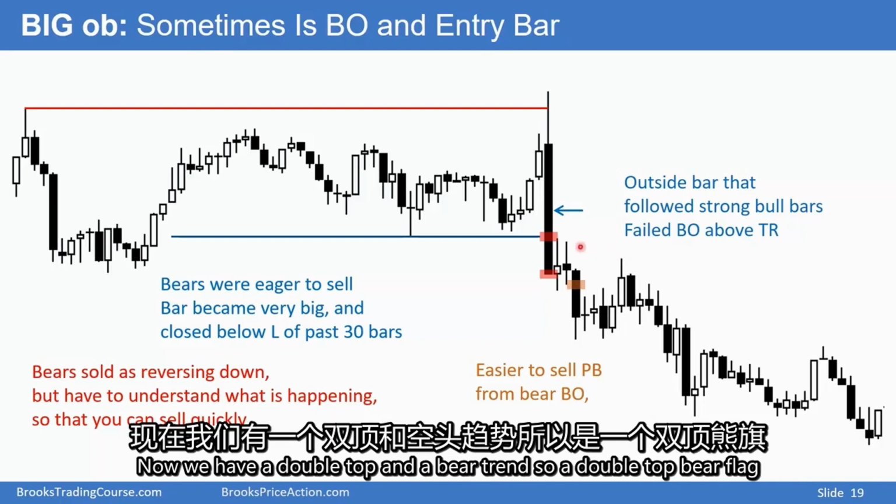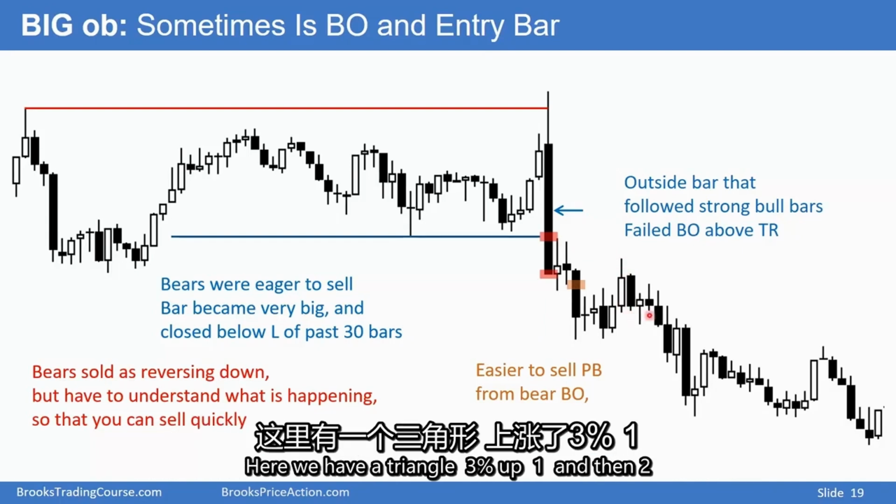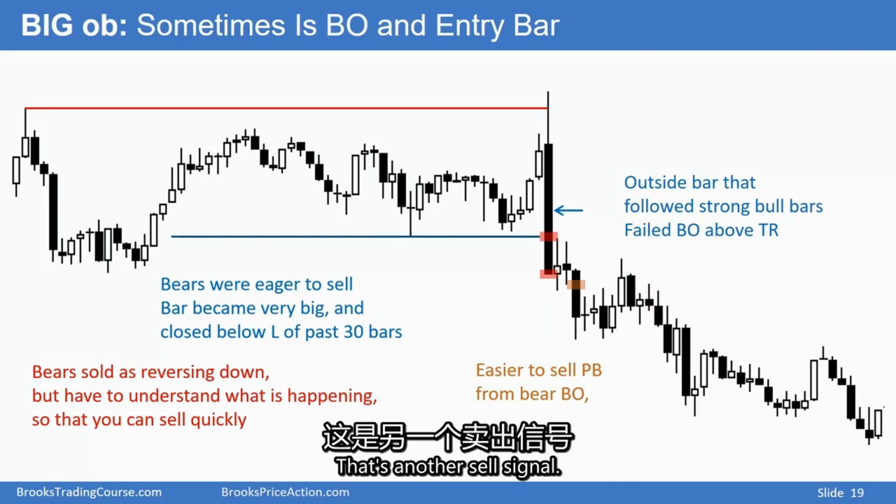They'll sell here. Now we have a double top in a bear trend. So a double top bear flag, a good looking sell signal bar. They'll sell here. Here we have a triangle, 3 pushes up, 1, and then 2, and then a third bull bar, 3. That's another sell signal.